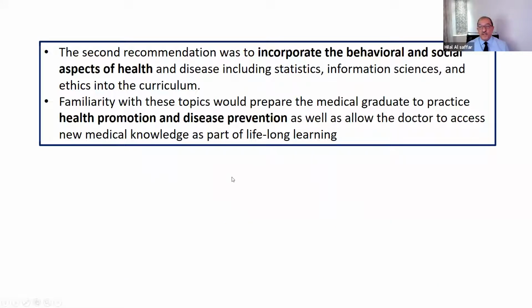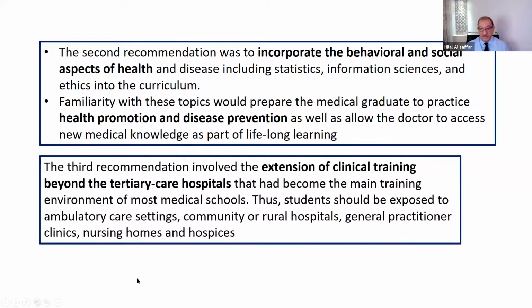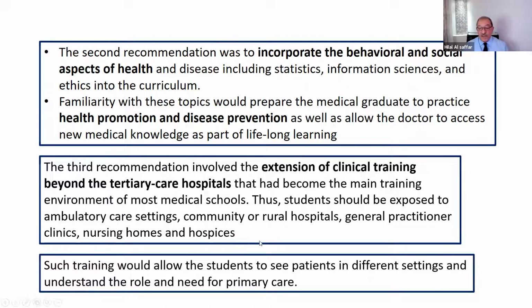The second recommendation is to incorporate social and behavioral sciences into the curriculum, as familiarity with these topics would prepare students for health promotion and disease prevention as well. The third recommendation is that we usually train our medical students at tertiary hospitals, while we have to extend their training to match real life at primary healthcare centers, mobile clinics, and so on, because once the medical student graduates, they will serve in these areas. Such training will allow the student to see patients in different settings, and this is very important, and they understand the role and the need for primary care.